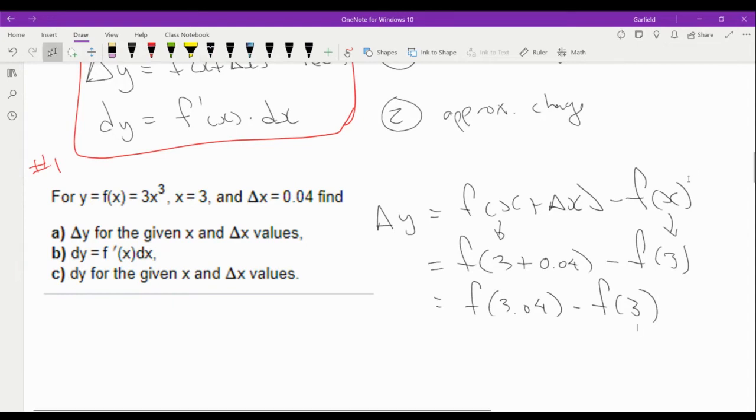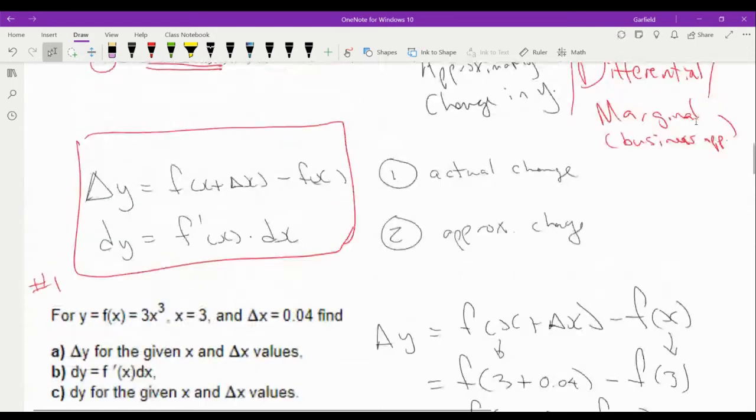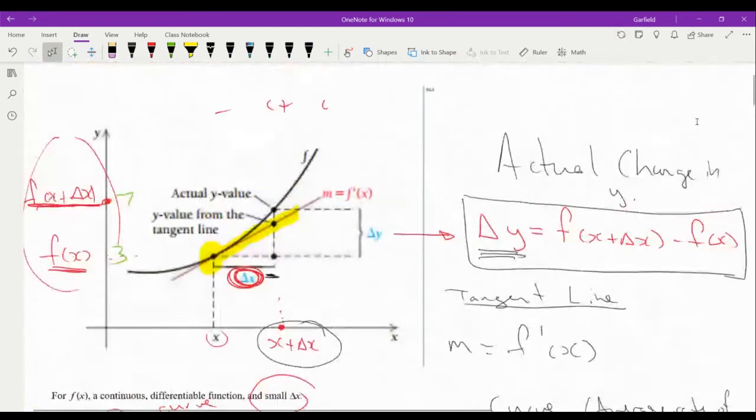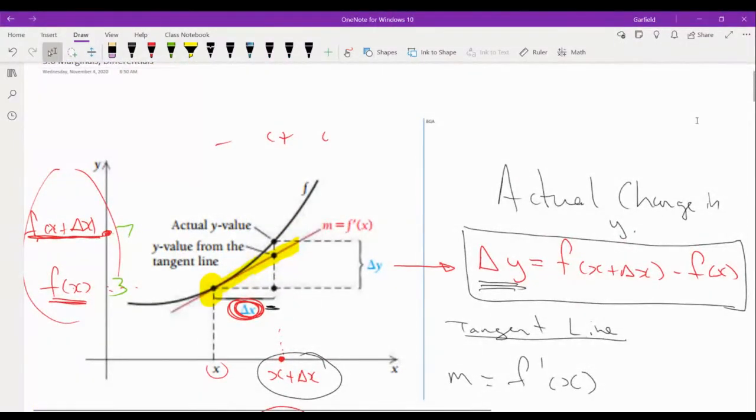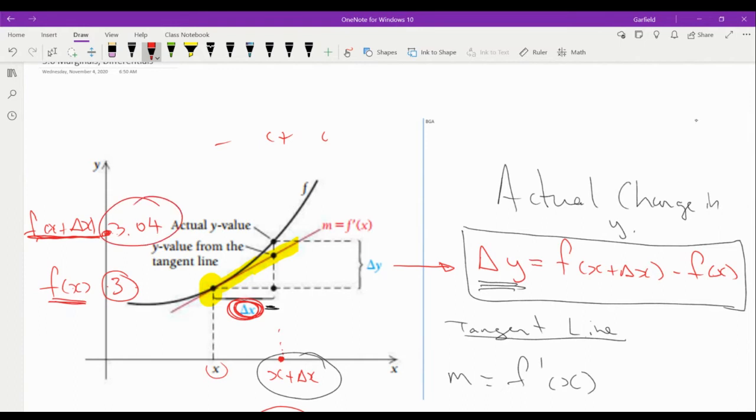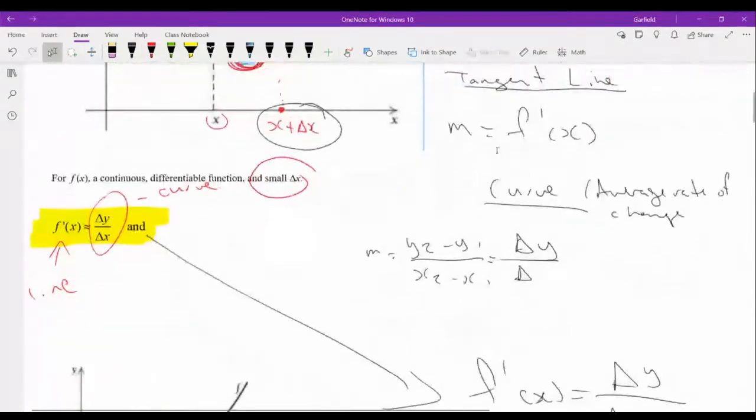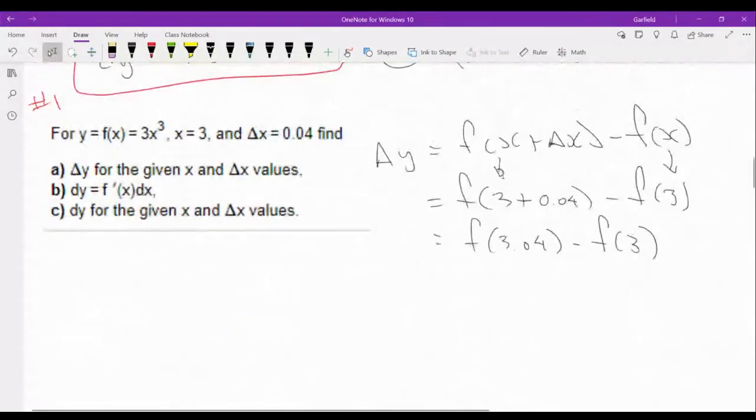Okay? That's a true y value. Does that make sense to everyone? It's kind of like going back up to here. So here, the y value would be at 3, and up here this would be at 3.04, because we went up 0.04 on the x value, so we have to plug in 3.04. So just stick this into our function.